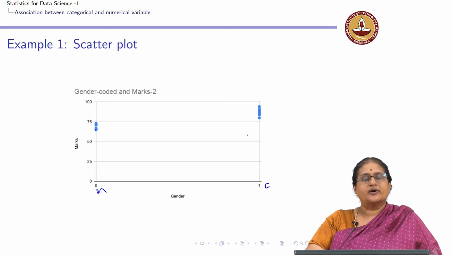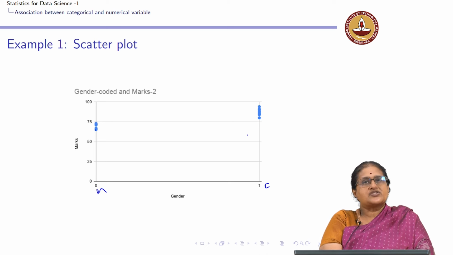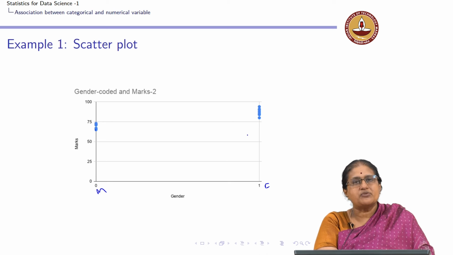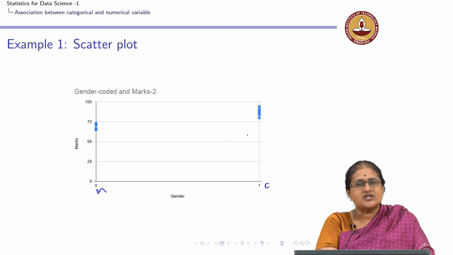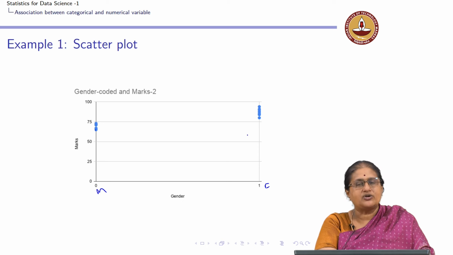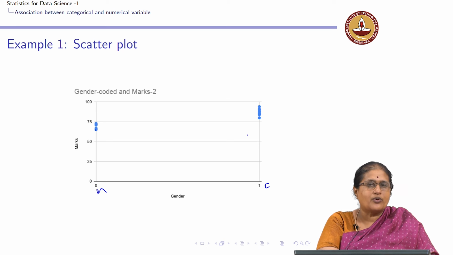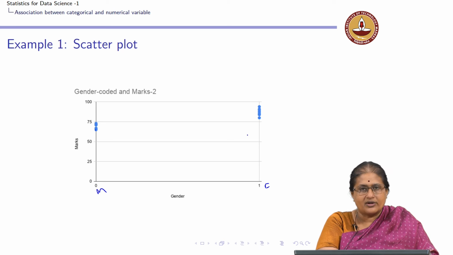So, we stop here. What we have seen this week is association between variables. We looked at association between categorical variables, we looked at association between numerical variables, and we looked at association between a numerical and a categorical variable. Here we just restricted our attention to a categorical variable which has only 2 categories, and we introduced what is called the point biserial correlation coefficient.